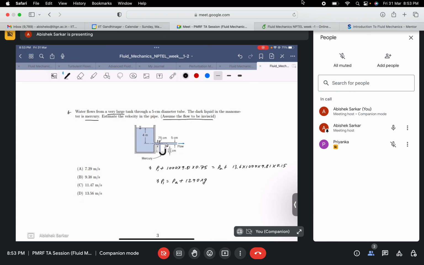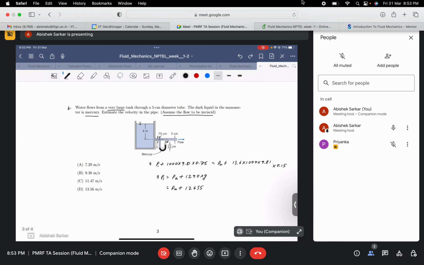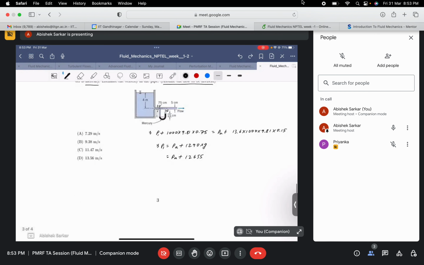Okay, so 1290 into 9.81. It comes to around PA plus 12655 Pascal. I will just write PA so that it's not confusing. Okay, this is actually correct. This is exactly what I got. Okay, then what did you do?